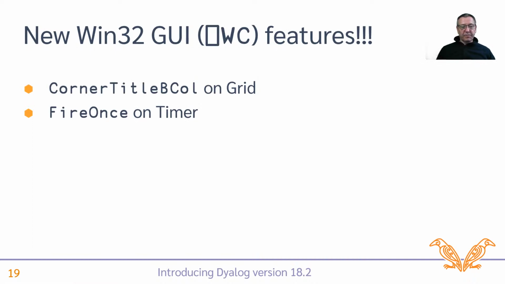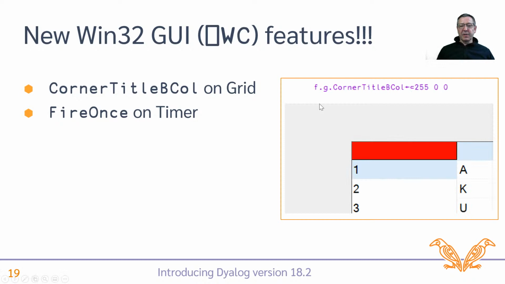And then there's also a bit for existing applications. This is something that some people have actually been asking us for quite a while. We found the time to do it in 18.2. There hasn't been a way in a grid object to set the color of the top left corner. Now you can do that. And a feature that I've in fact already used in anger is the fire once property on a timer. So if you want to have a timer object that only fires once without your having to code logic to turn it off after it's fired, that's now very easy to do.